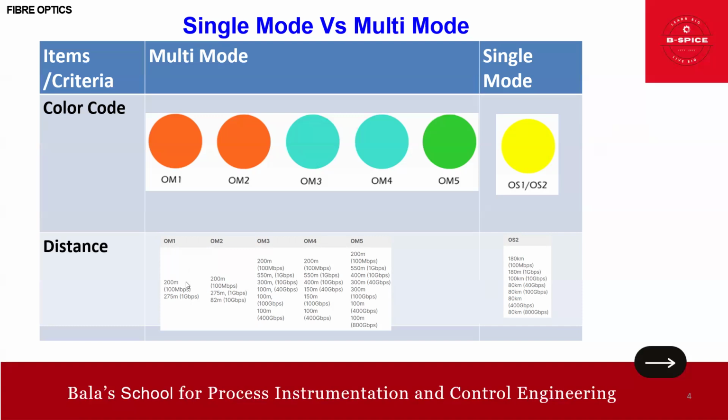Then when we talk about the distance of multi-mode, you see here 200 for OM1, OM2 also 200, OM3 200, 550. Anyway, the point is this is a longer distance and this is a lesser distance. No need to go into much detail. The point to note here is multimode cabling is only used in short links, 550 meter at 1 Gbps, for example.